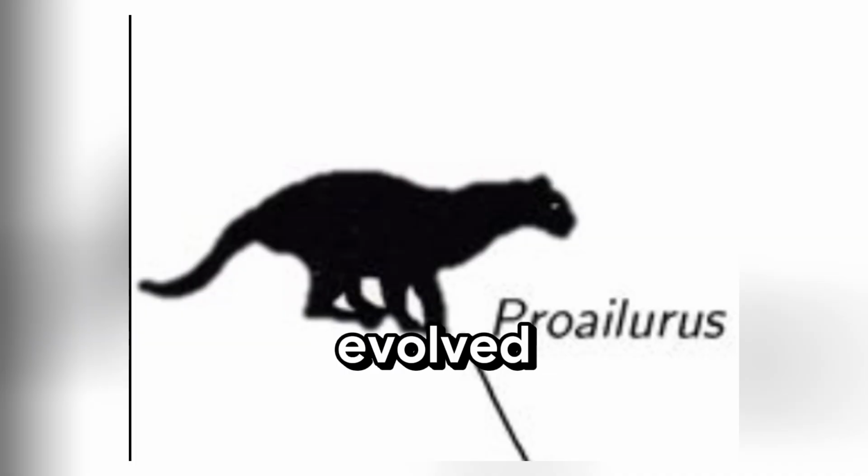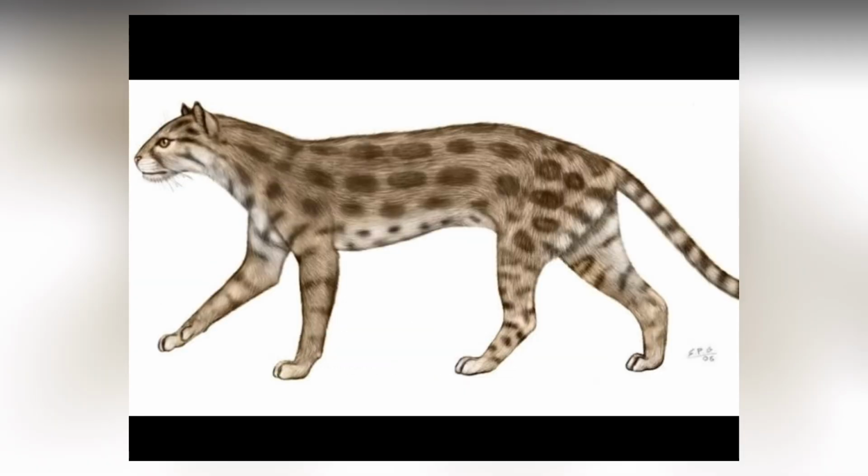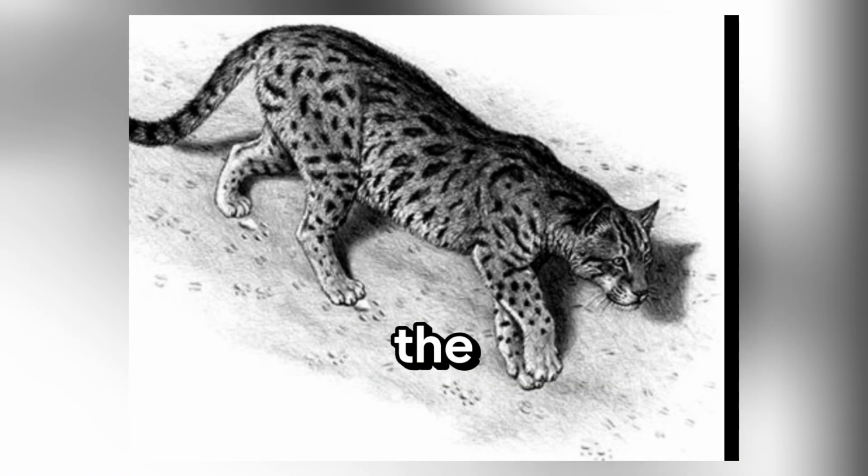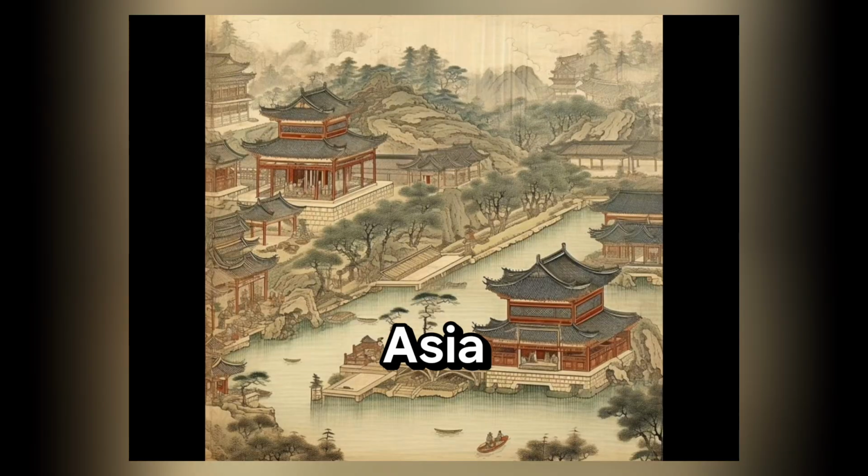Chapter 2. The Tree Splits. As Proailurus evolved, it gave rise to Pseudailurus, the definitive launchpad for all modern felines. This creature stepped down from the trees and started exploring Europe, Asia, and North America. But then, the family tree split into two very different paths.